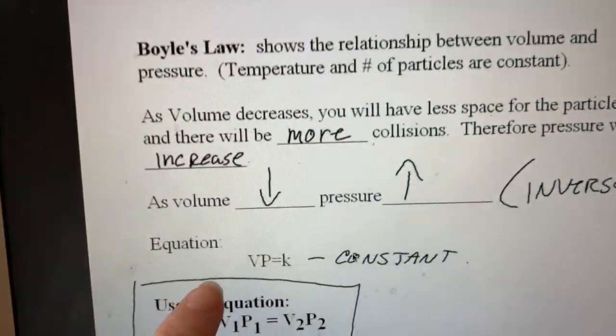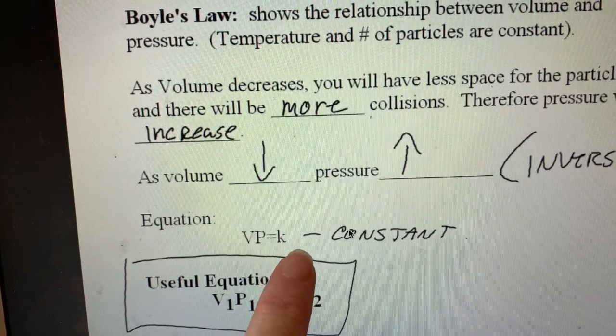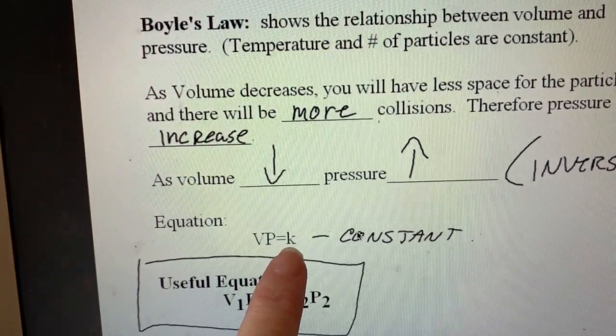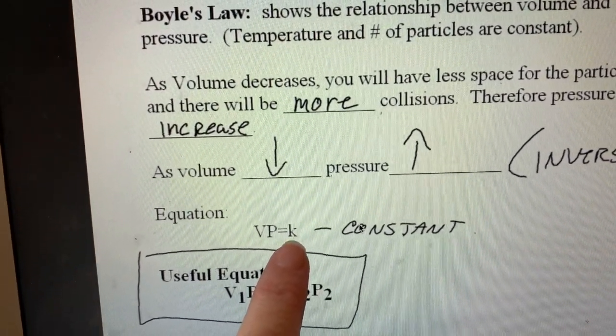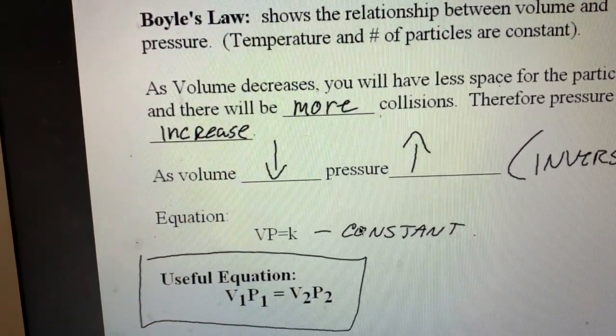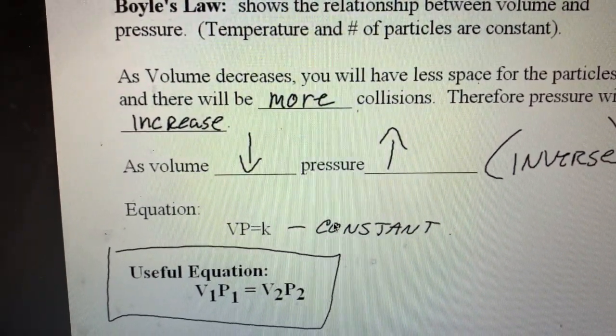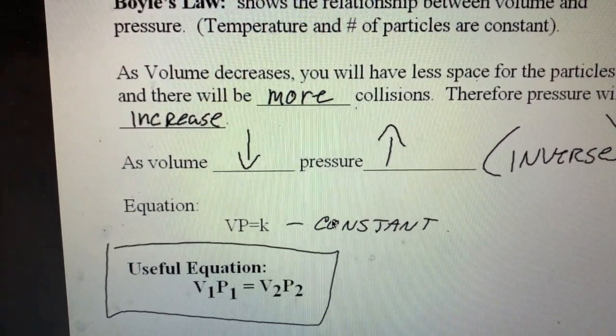When you have a relationship where one thing goes down, therefore something else goes up, we call this an inverse relationship. I'm going to show you first this equation, VP is equal to K. That K just means that things are staying constant, and in order for this number to stay the same, as volume, V, goes up, P, pressure, has to go down. That's just a generic equation that we use to represent an inverse relationship.